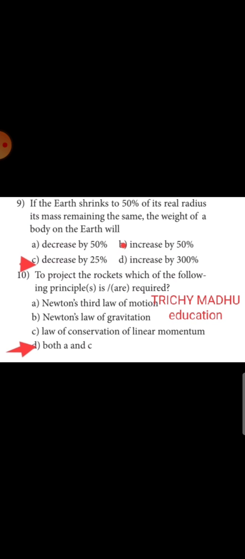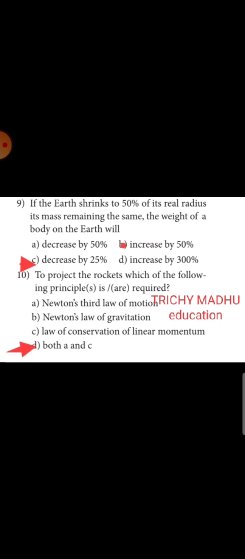Number 9. If the Earth shrinks to 50% of its real radius, its mass remaining the same, the weight of a body on the Earth will be increased by 300%. The answers given are A, decreased by 50%; B, increased by 50%; C, decreased by 25%; and D, increased by 300%. The correct answer is D.